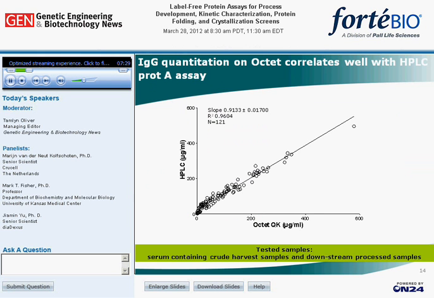For this reason, all kinds of IgG-containing samples, low and high concentrations, were tested in both assays, and the results were plotted. As you can see, the IgG quantitation correlated very well.